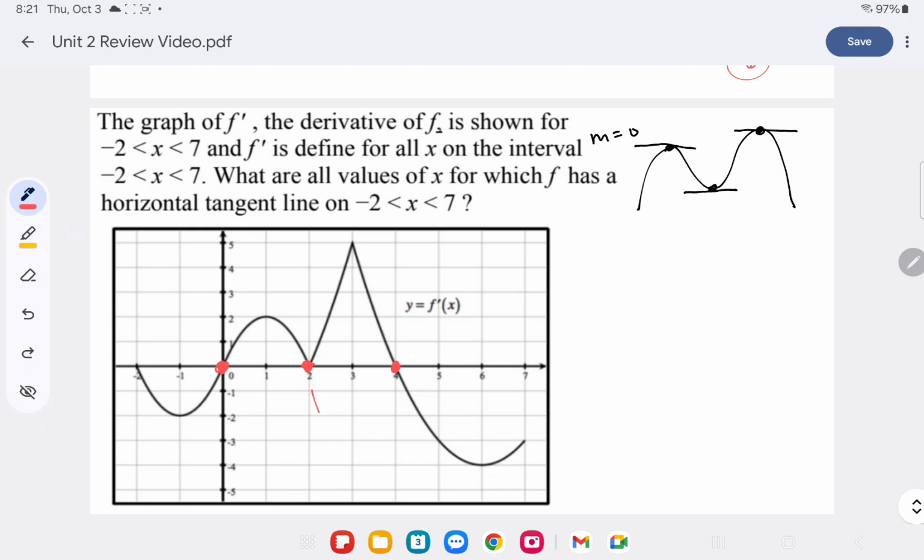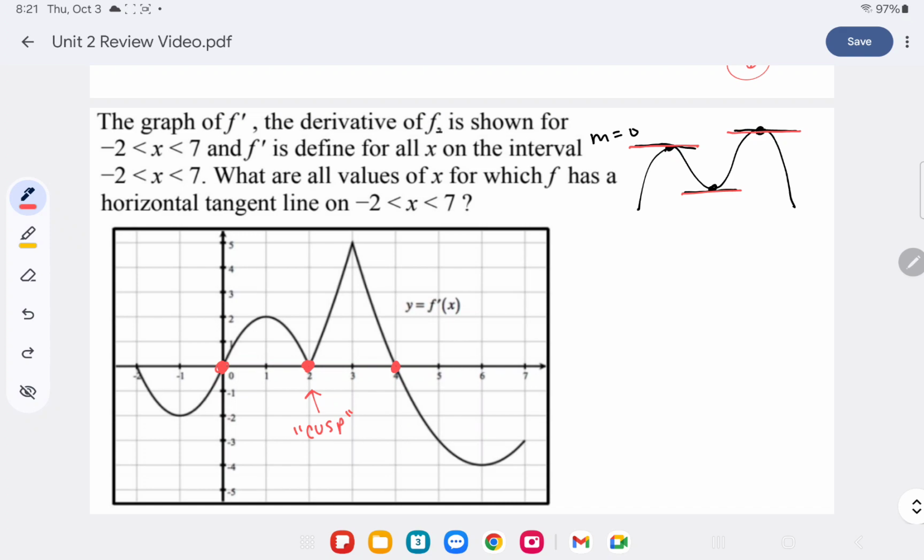So don't worry so much that there's a cusp right there at 2, because remember, this is not the original function f. This is the derivative function. So a cusp means that the derivative of the derivative function doesn't exist, but our actual derivative does exist here because this is the derivative function and there's a point there. So all we're looking for here is where the slope is 0, and the slope is 0 when the value of the derivative function is 0. So our answers would be 0, 2, and 4.